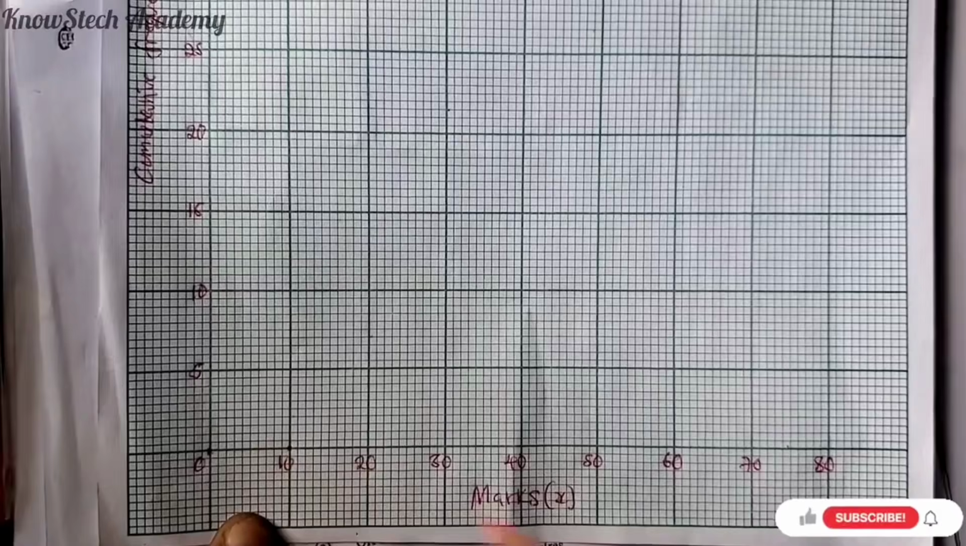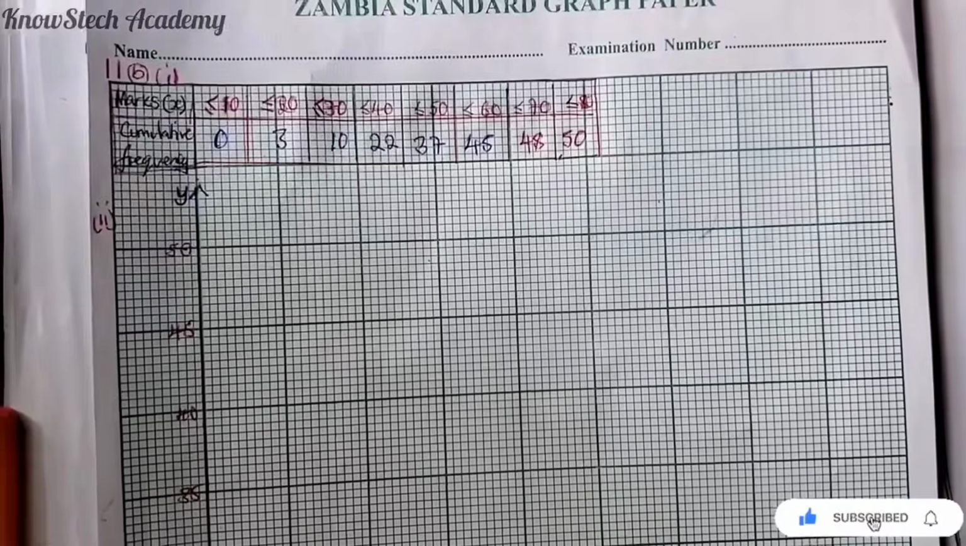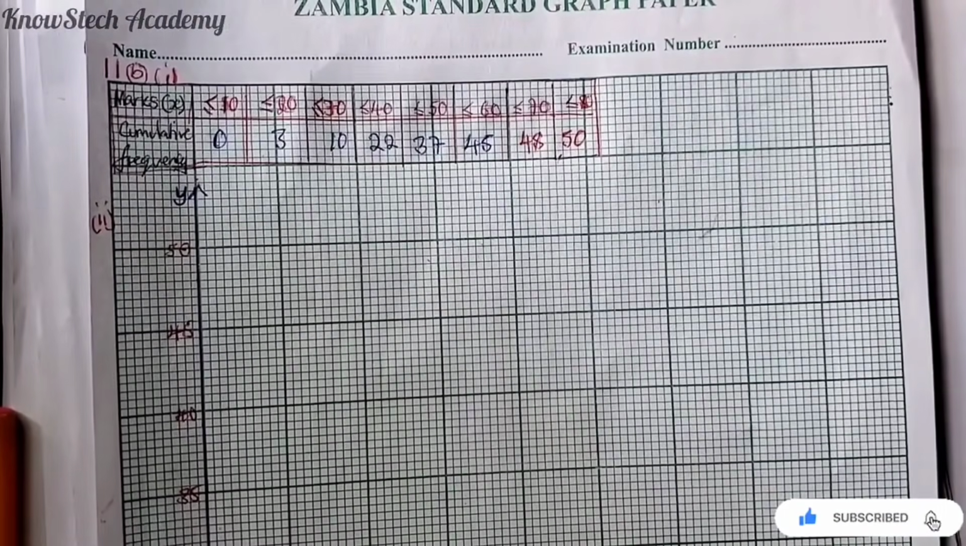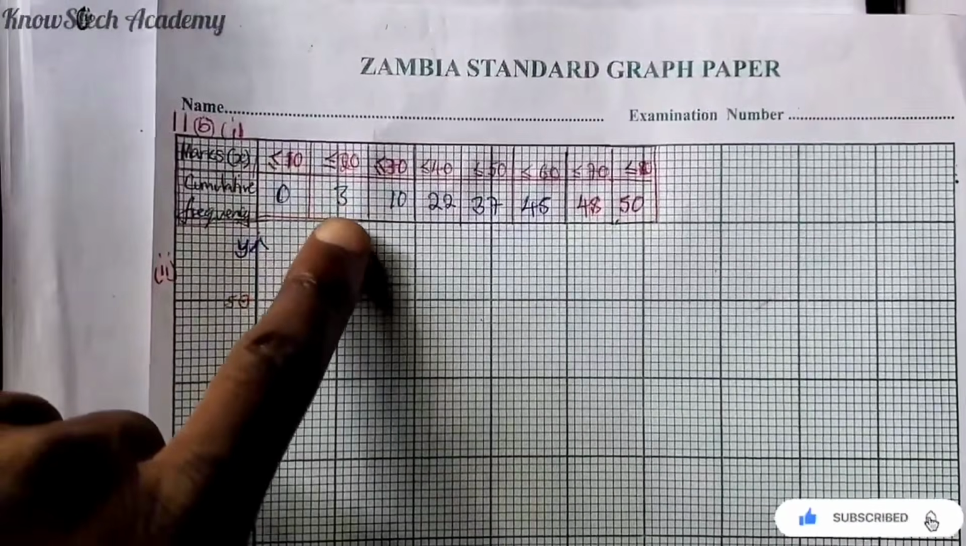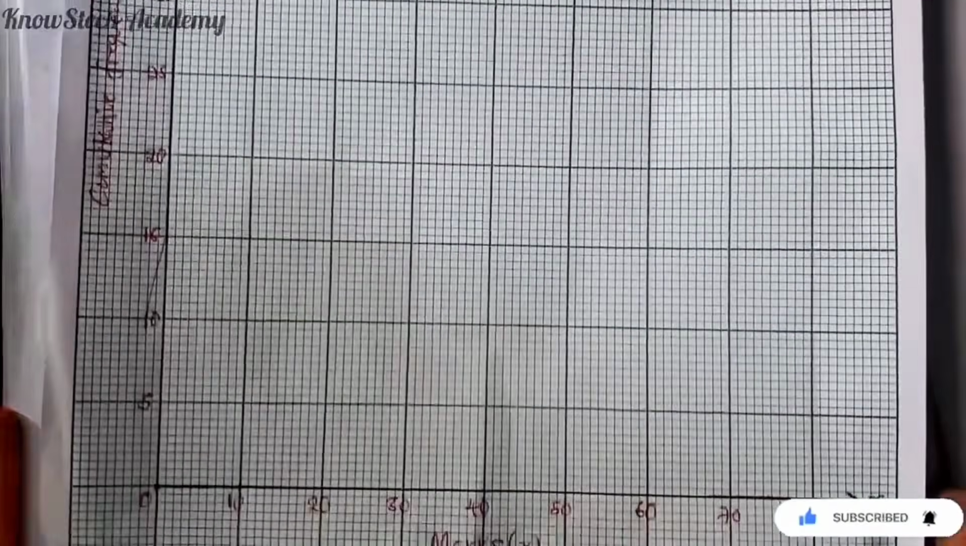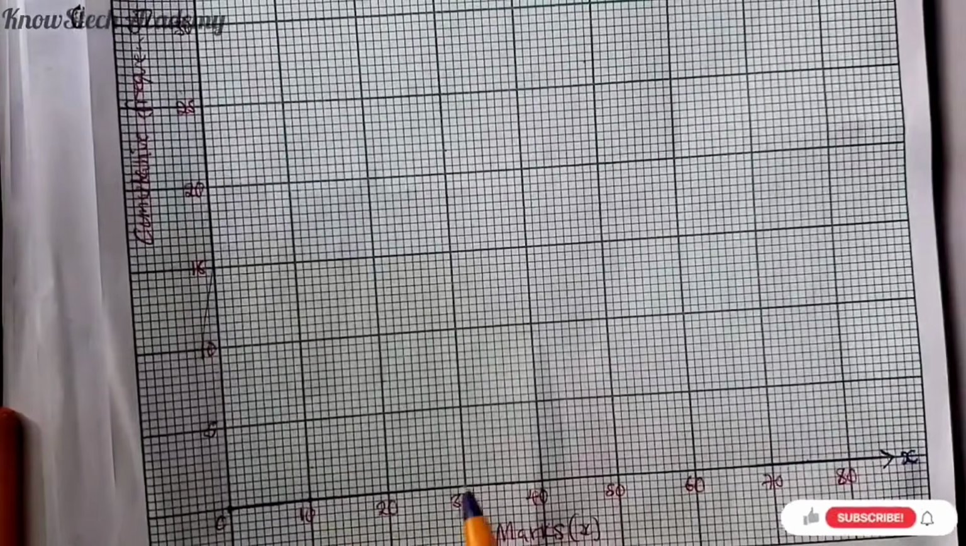Oh, by the way, let's draw the x and y plane first. This is how it looks when you draw the x and y axes. Now let's continue plotting. The first one was 10, 0, next is 20, 3. So 20 is here.